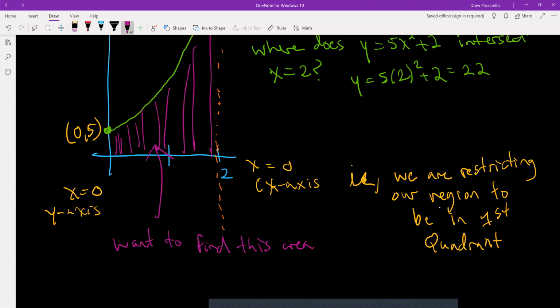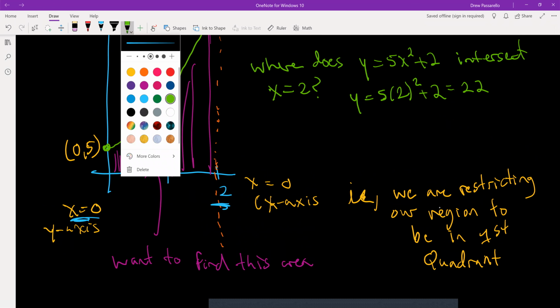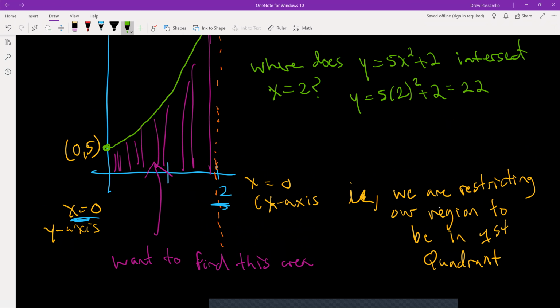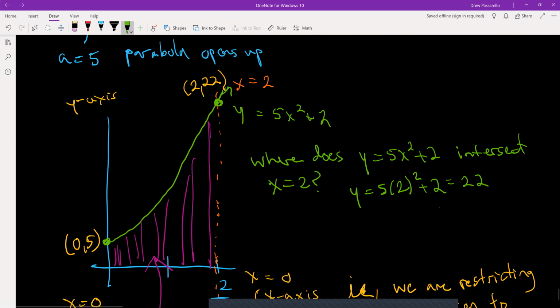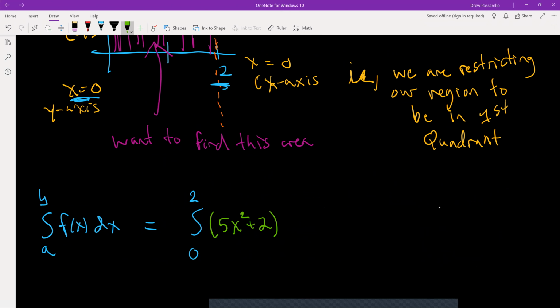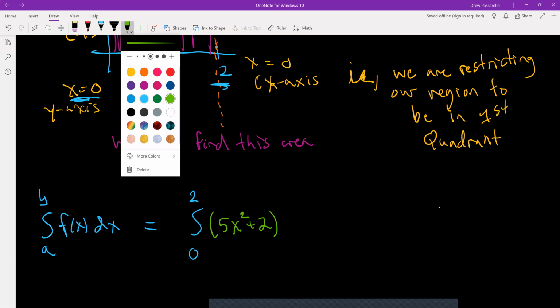So this would be equal to the integral from 0 to 2. And then what is f of x? Well, that's our function, and our function's y equals 5x squared plus 2. So this is our function f of x that lies above the x-axis. And we just integrate this.